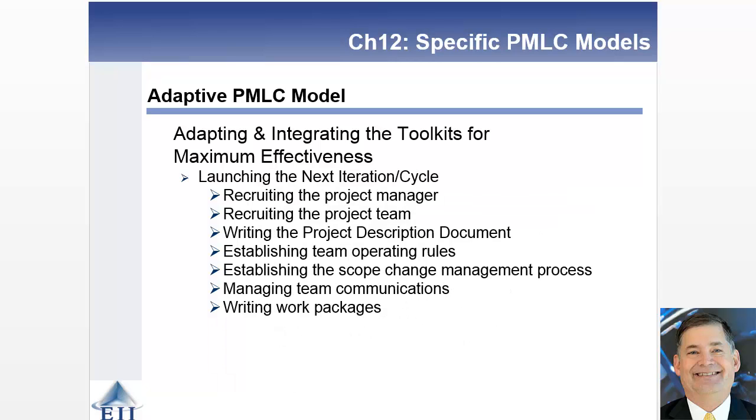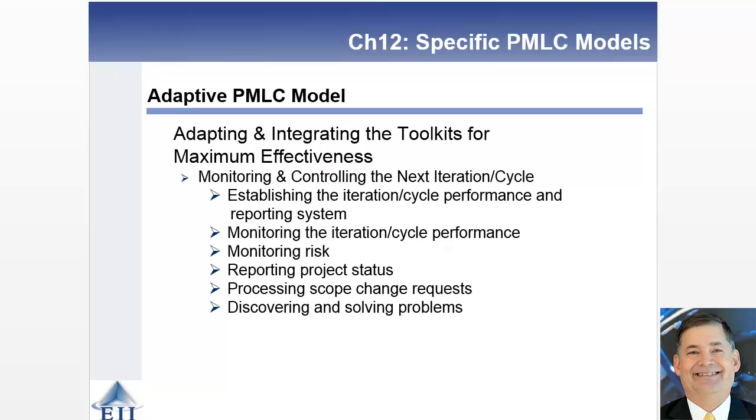From there, you'll move into the actual launch: recruit a manager, a team, write the project definition document, and then start working through the rules and change management and leadership and all of those other things. But again, with a relatively light touch, because it's an iteration cycle that you're working through. From there, move into monitoring and controlling. So you've got to monitor the project, have those meetings, make sure things are going on track, handle all of the change management and scope change issues that are going to come in, and then discover and solve problems. But again, very similar to what we've done in other monitor and control phases.